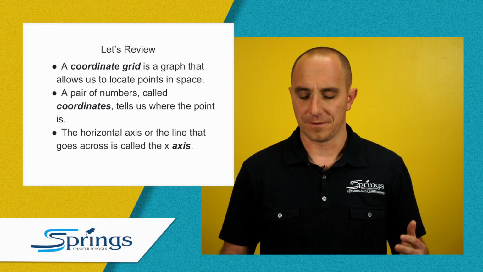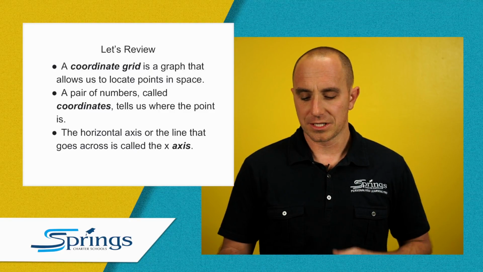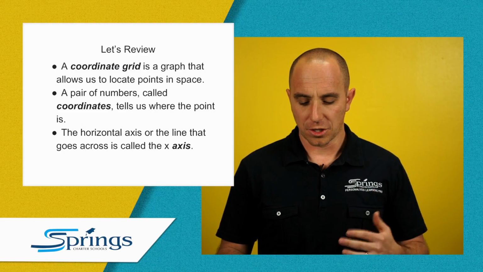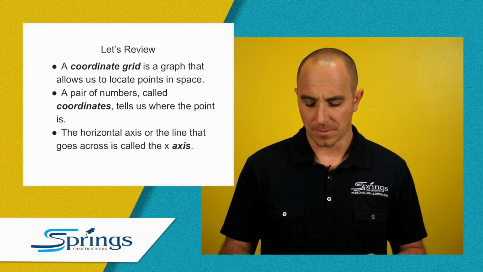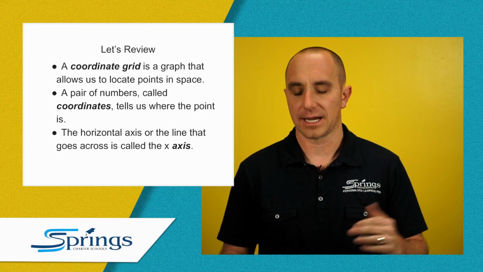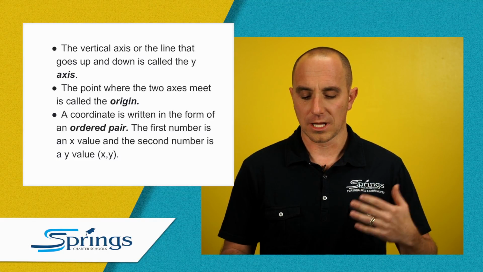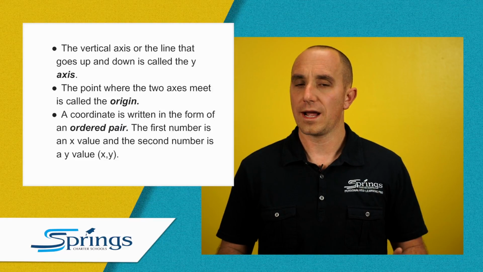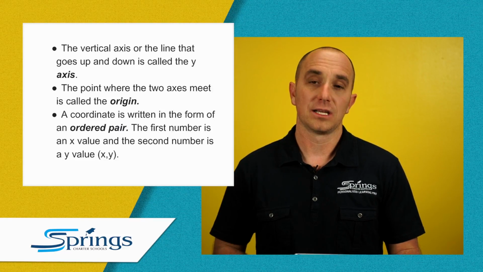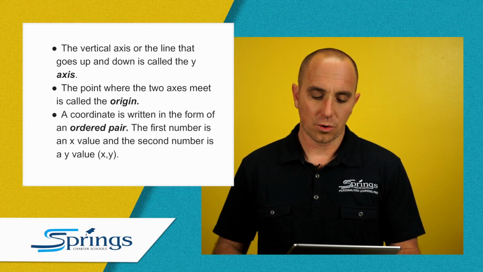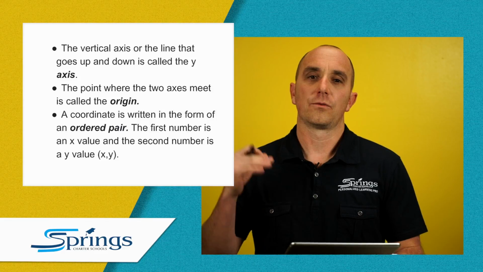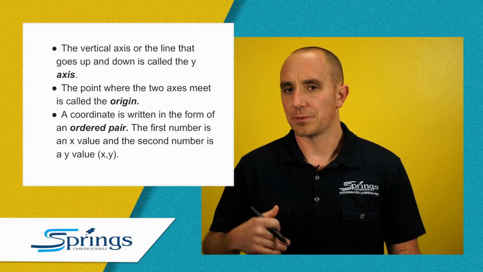All right, so let's quickly review. A coordinate grid is a graph that allows us to locate points in space. A pair of numbers called coordinates tells us where the point is. The horizontal axis, or the line that goes across, is called the x-axis. Okay, the vertical line, we call that the y-axis, and that's the one that goes up and down. Okay, the point where the two axes meet is called the origin. And a coordinate is written in the form of an ordered pair with the first number representing the x and the second number representing the y.